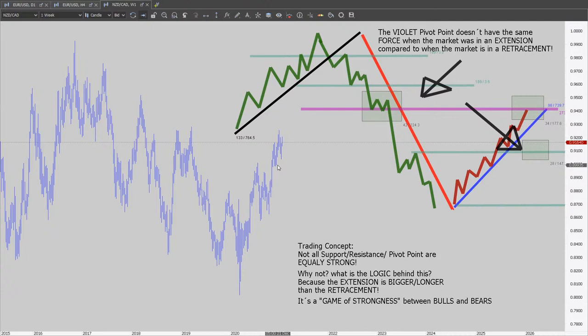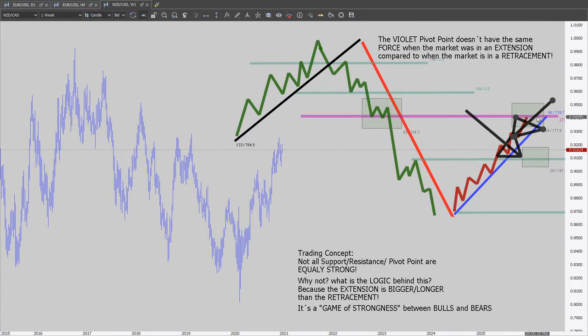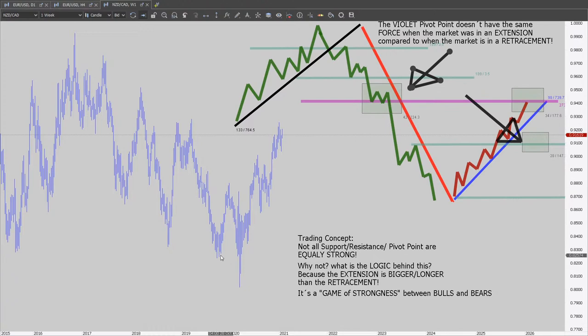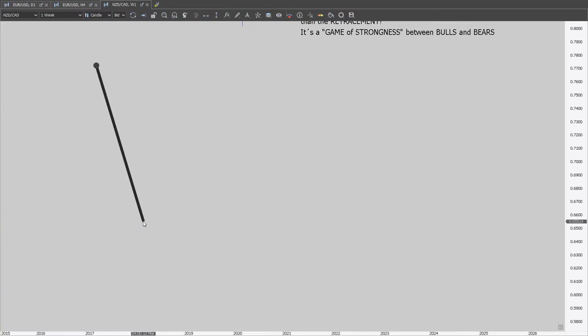Not strong, so extension waves continue. Okay, how do you know that we are in an extension? During the extension, price went through it easily. It's a new extension. Okay, so in theory, all of you are right. In theory, all of you are right, but what confirms the extension, everybody? What confirms the extension?